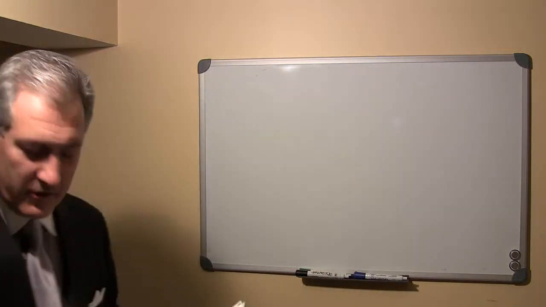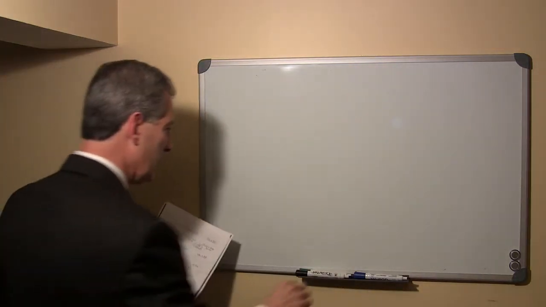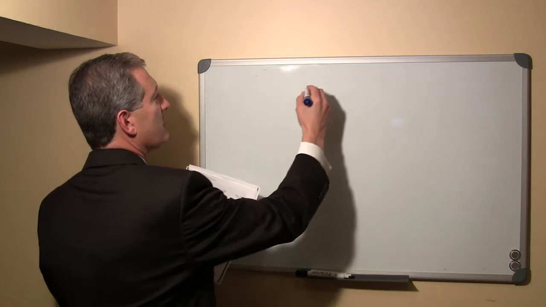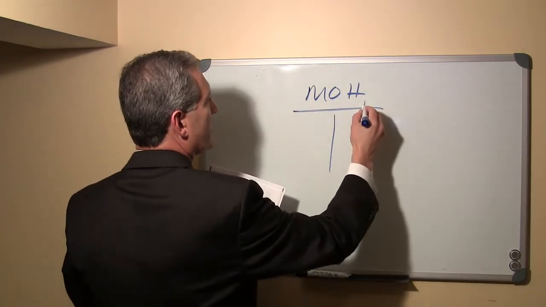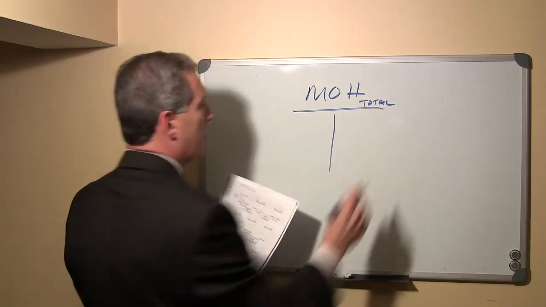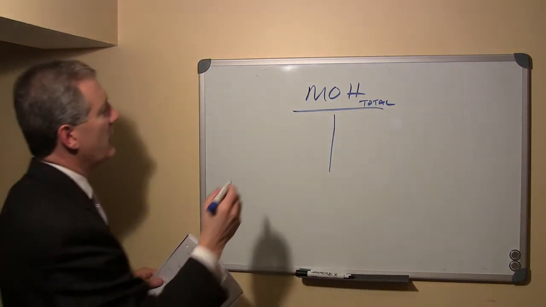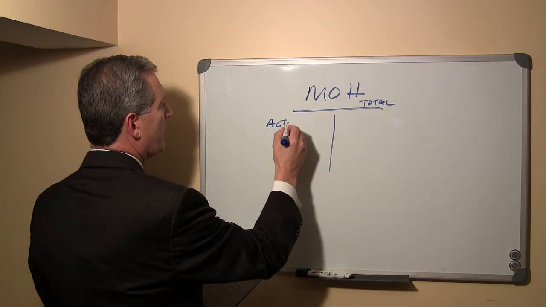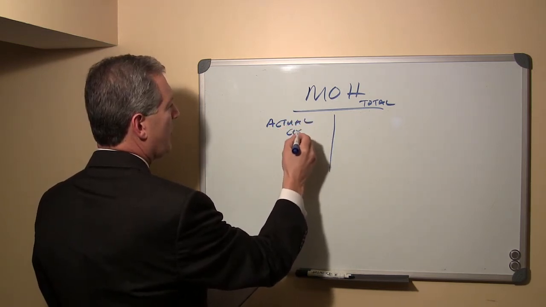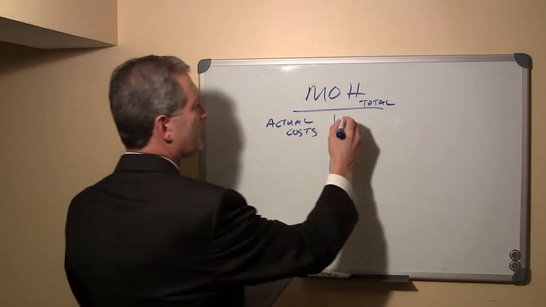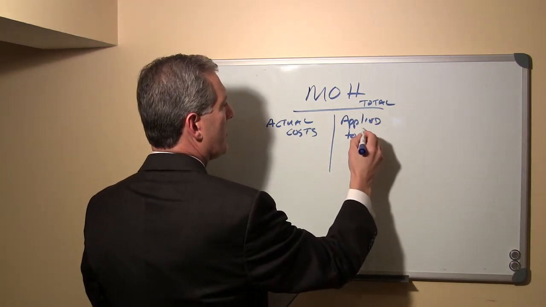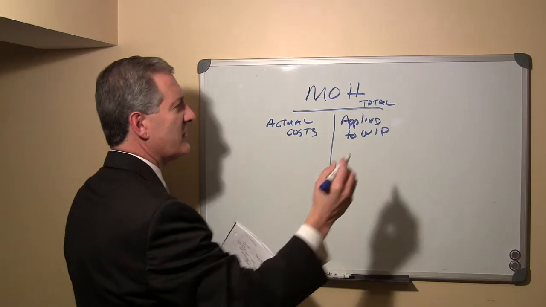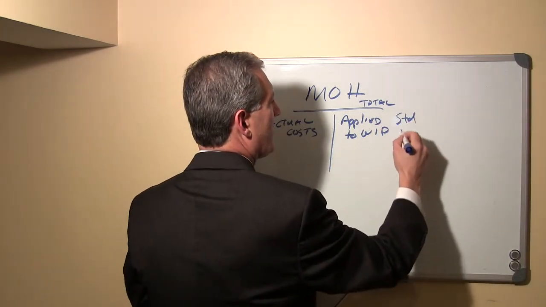The other thing that you need to be able to do here is to look at the manufacturing overhead T account for total manufacturing overhead. And what you want to remember is that the debits in this account represent the actual costs. The credits in this account represent the amounts that are applied to work in process. But this is standard applied.